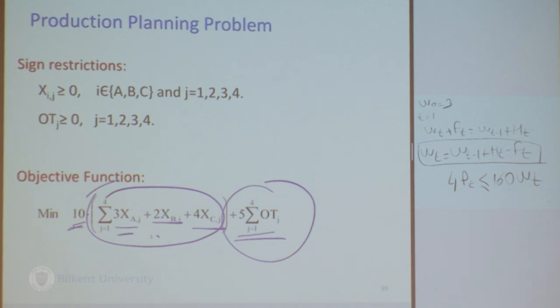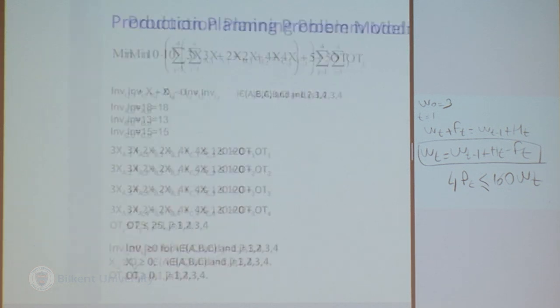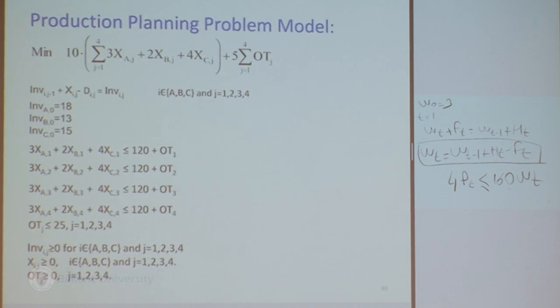Any questions? This is the overall formulation. Altogether, as you see, I'm minimizing my total cost. I have my inventory balance equation. Then I have my labor hour requirements, and I have my non-negativity. Clear?